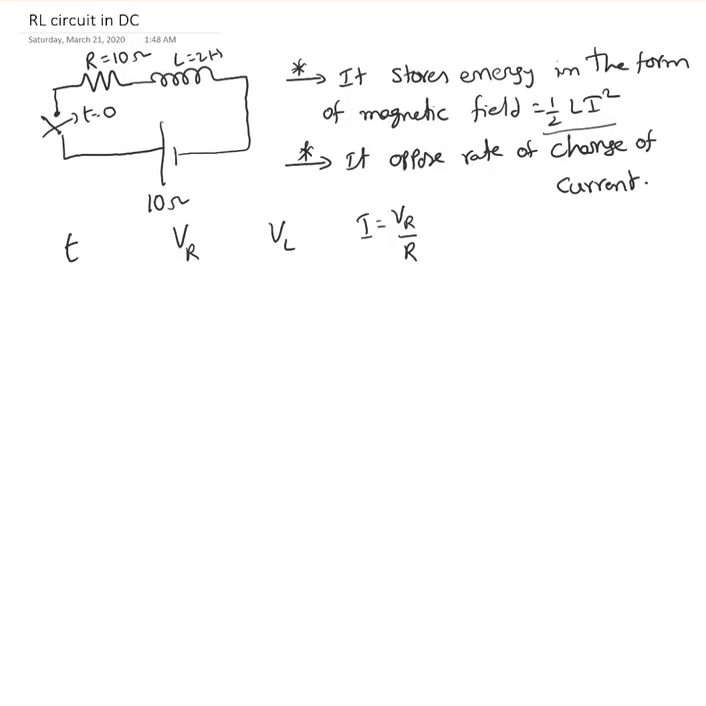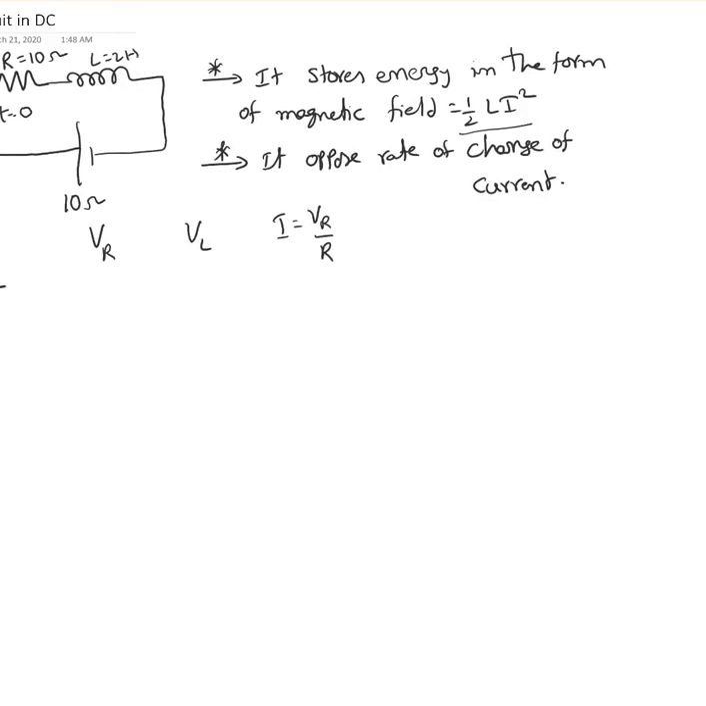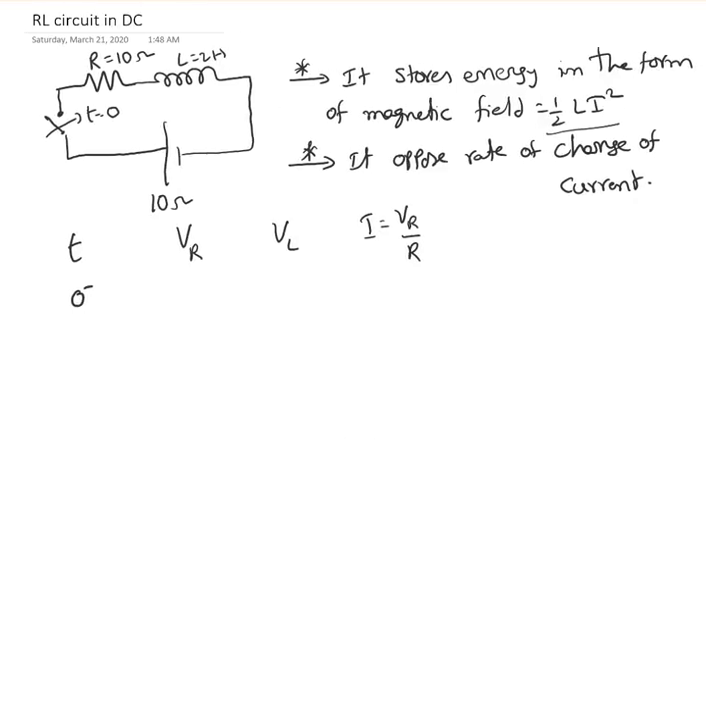Now here I'm going to make a table. We are assuming at t equal to 0 the switch is going to be closed. So at t equal to 0 minus, that means I'm about to close the switch. My hand is on the switch, but I haven't closed the switch yet. What is the voltage drop across the resistor? It must be 0. Voltage drop across the inductor is 0. Current passing through it is 0, because the switch hasn't been closed yet. For current to flow, there must always be a closed switch.